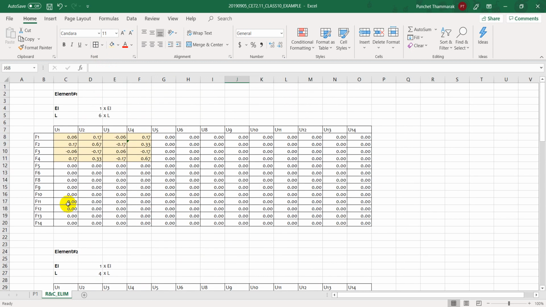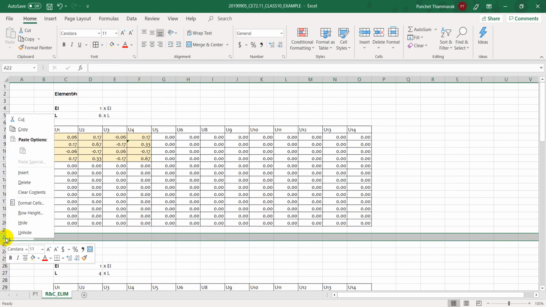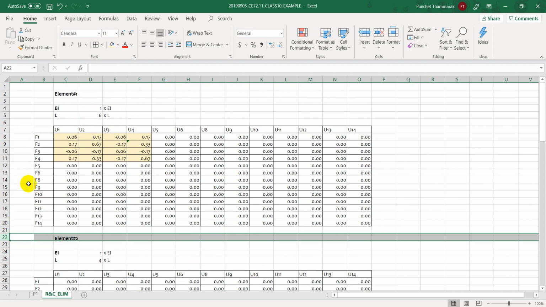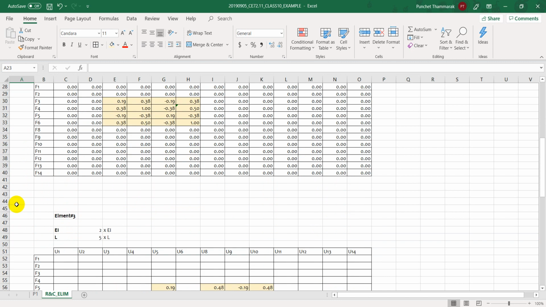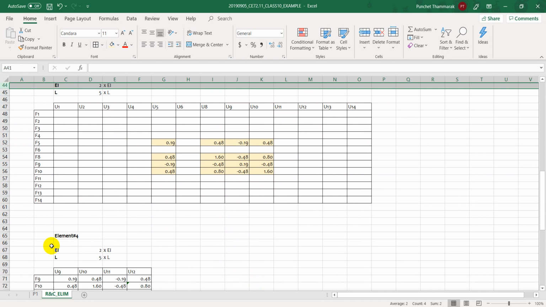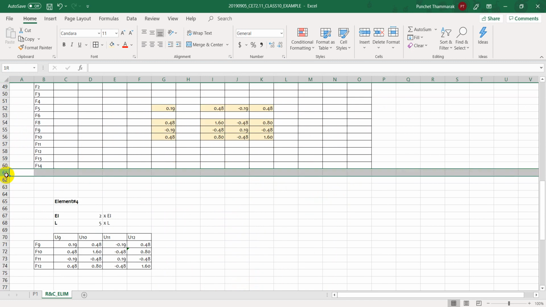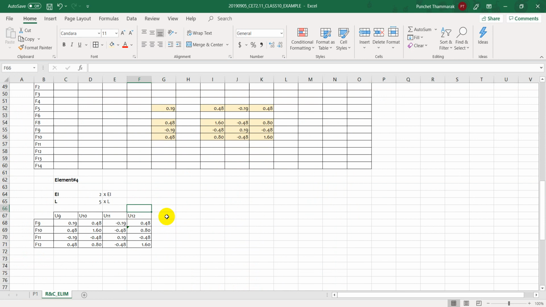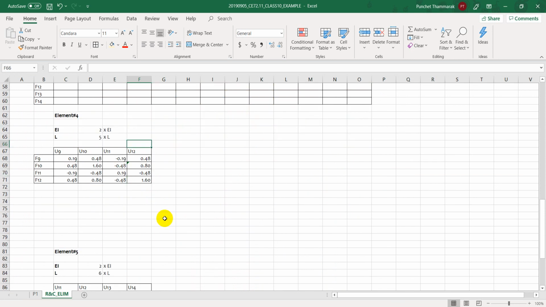Actually doing this is going to make it much easier for you when you use Microsoft Excel to assemble the stiffness, global stiffness matrix, the system stiffness matrix. Easier than plugging all things in to the place.